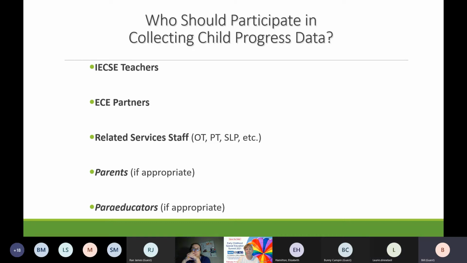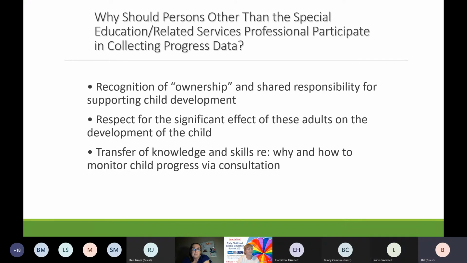Who should participate in paying attention to the child's progress toward achieving his IEP objectives? Certainly the itinerant early childhood special ed teacher, the early childhood education partner, related services staff, parents where appropriate, and teacher assistants, paraeducators where appropriate. Next slide, please. And why is that?